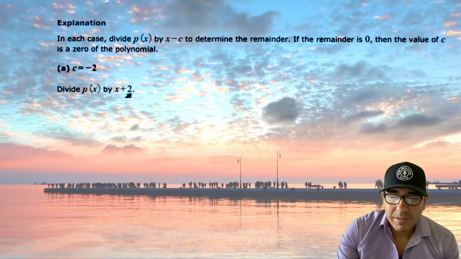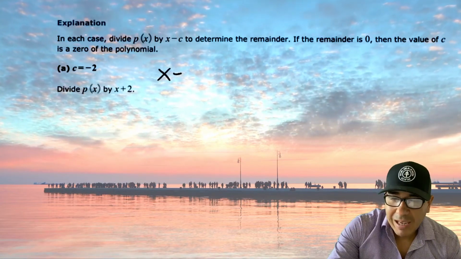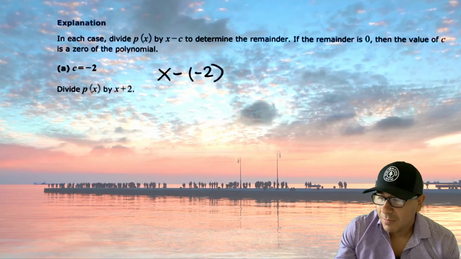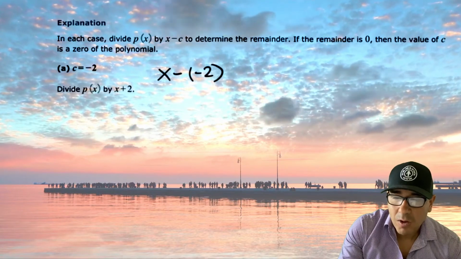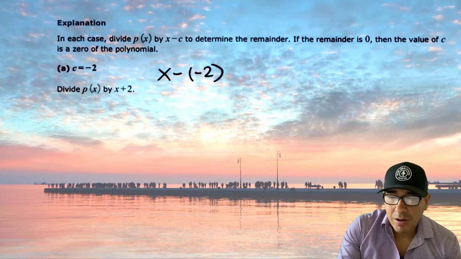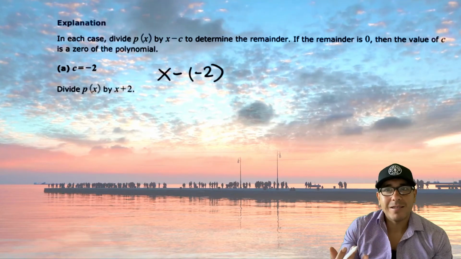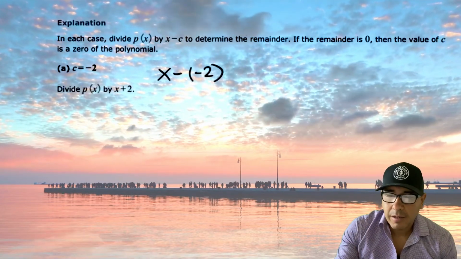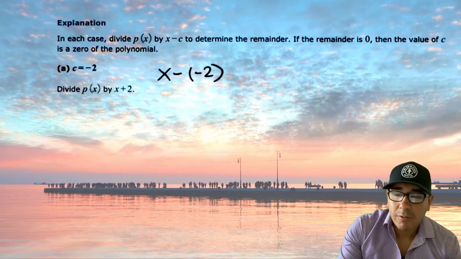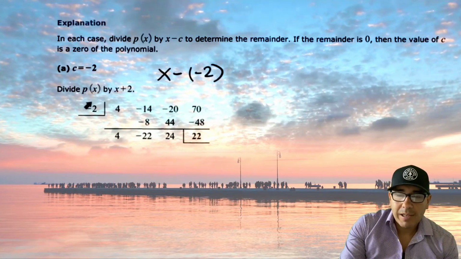So let me put it in the right form. What we really have here is x minus negative 2, because in order for this to be positive, we must have a negative and a negative. This is the form that we need. So our c value, earlier we called it a, it's just a number. We don't care what we call it. This is what we're going to use for synthetic division, so it has to be in the form of x minus something. So negative 2, we plug it in for our synthetic division.